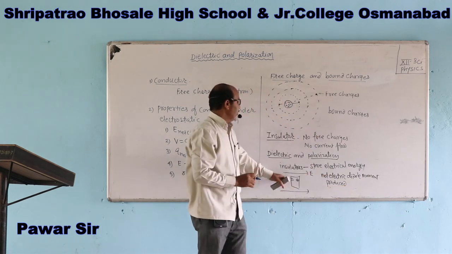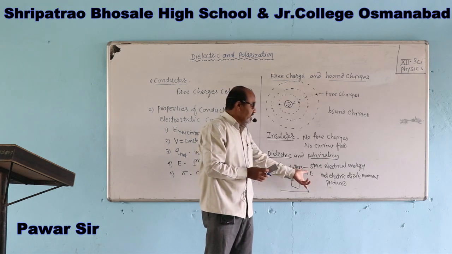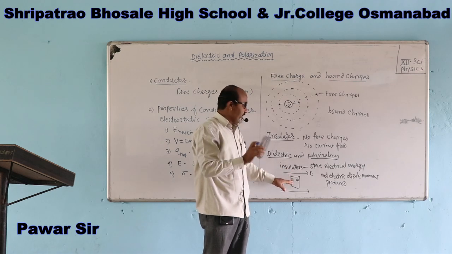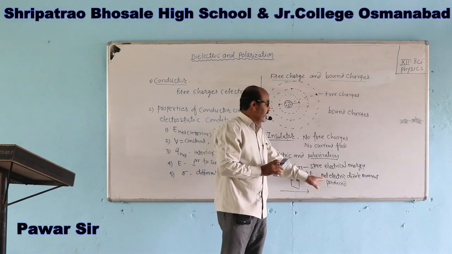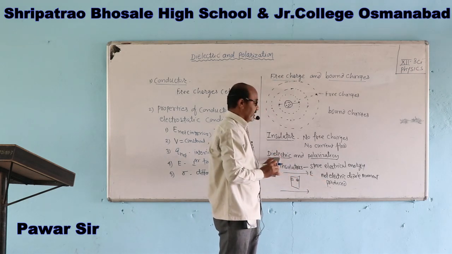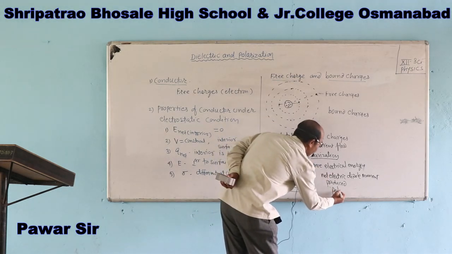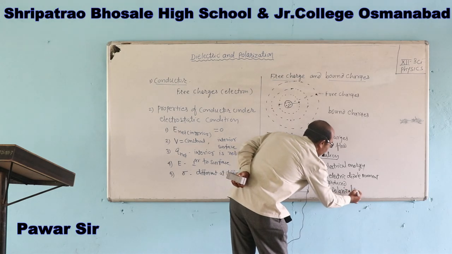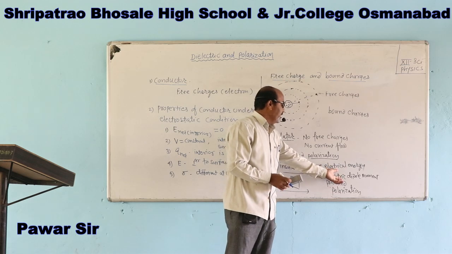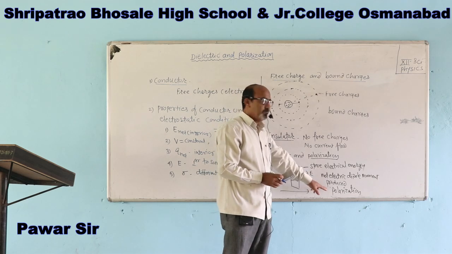Such a material is called dielectric. So dielectric means when an electric field is applied across an insulator, due to stretching of charges, a net electric moment is produced in the material. Such a material is called dielectric, and this phenomenon is called polarization. Polarization means production of electric dipole moment in a material due to application of an electric field.